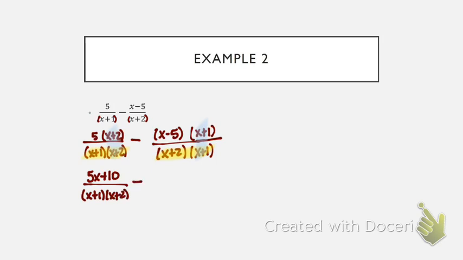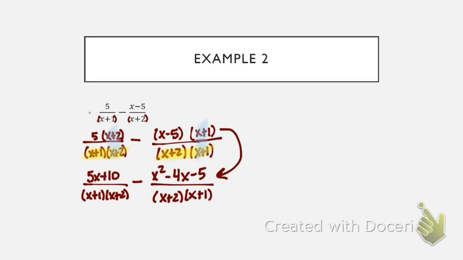Minus x squared minus 4x minus 5. And if you distribute x minus 5 times x plus 1, you get x squared minus 4x minus 5. If you don't trust me or think I made a mistake, you can do it yourself and just let me know.